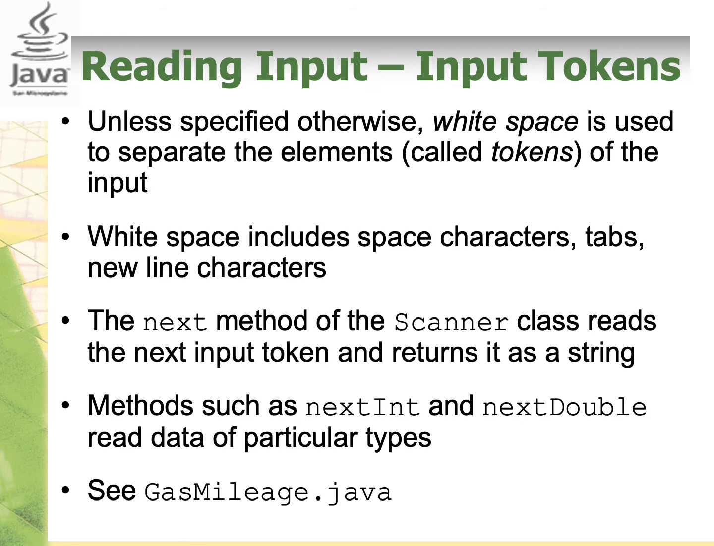Unless specified otherwise, white space is used to separate the elements, called tokens, of the input. White space includes space characters, tabs, and new line characters. The next method of the Scanner class reads the next input token and returns it as a String. What we have seen before was the nextLine method. nextLine does not separate the words by any white space, but instead uses the white space as part of the input.